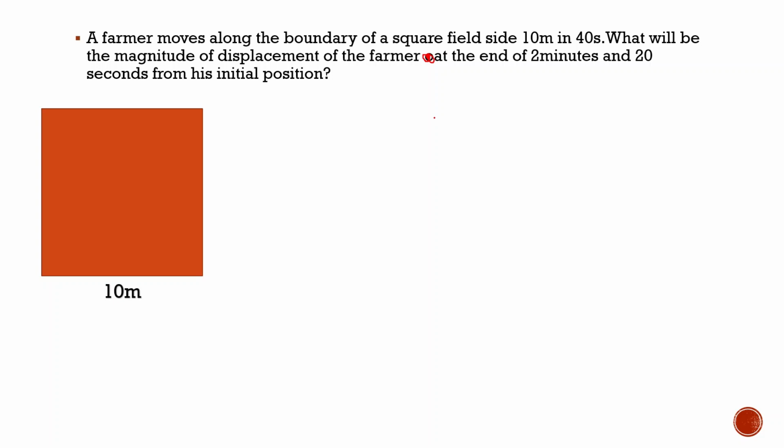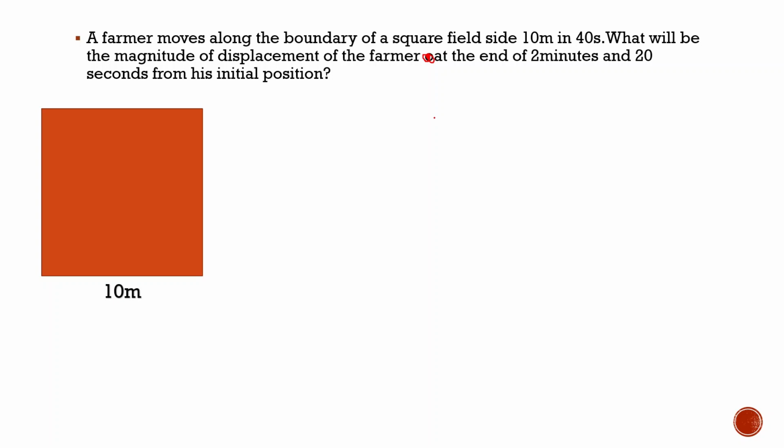What is boundary? Perimeter. So now we'll calculate the perimeter. 4a of a square. So 4 times a, which is 10. 4 into 10 is 40. So the farmer can cover 40 meter in 40 seconds. So in 1 second he can cover 1 meter. Is it right? In 1 second he can cover 1 meter, and vice versa.